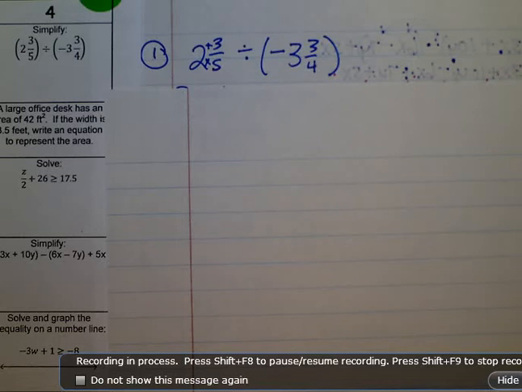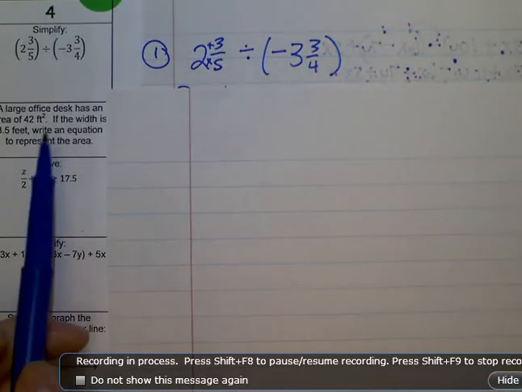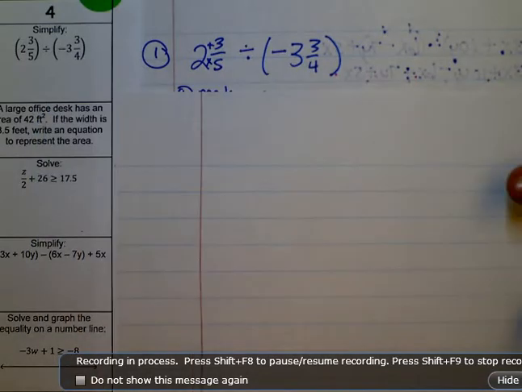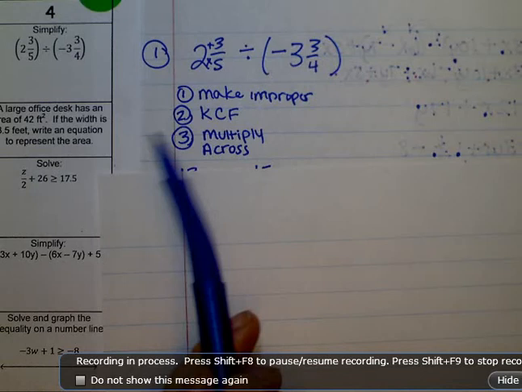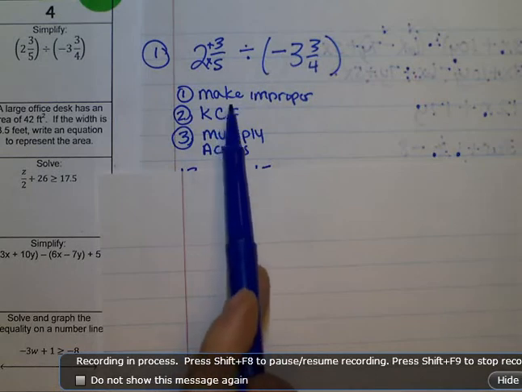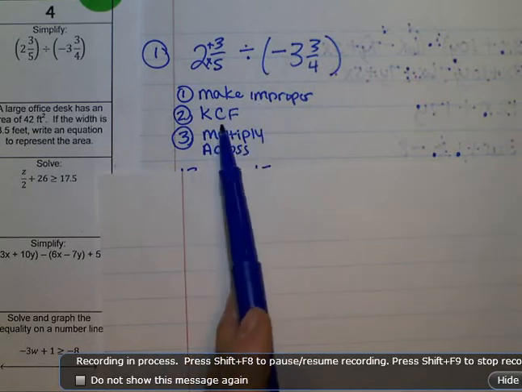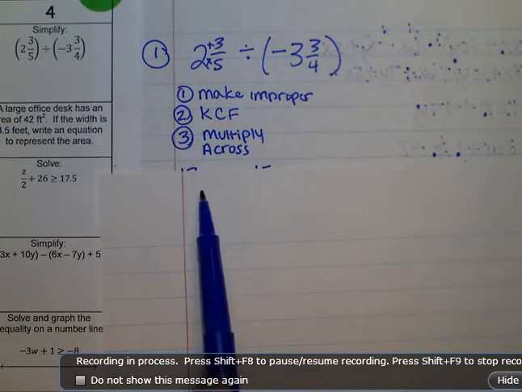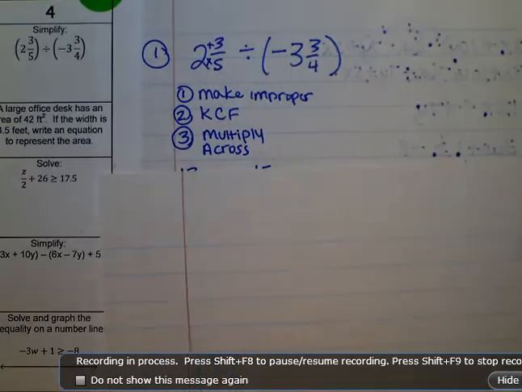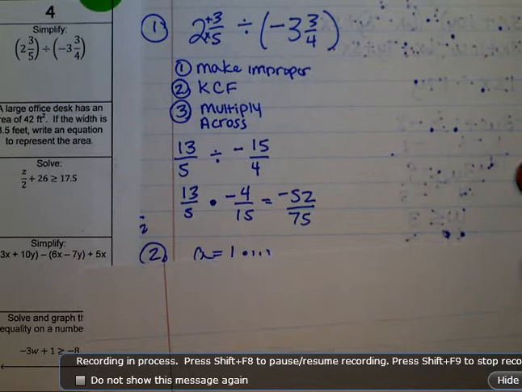Okay, so for level 4, number 1, it says to divide the fractions. We have a 3-step process on how we divide fractions, and it's listed right here. Number 1 is to make improper. Number 2 is to keep, change, flip, and then number 3, multiply across. Right here is where that is shown.